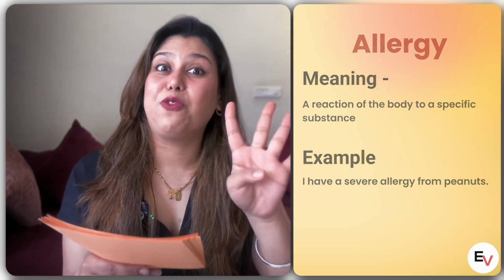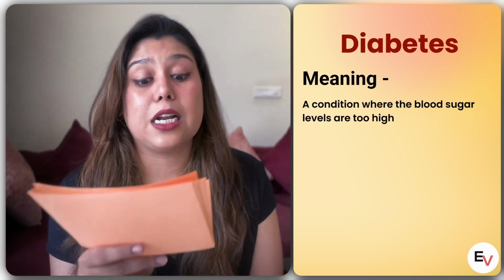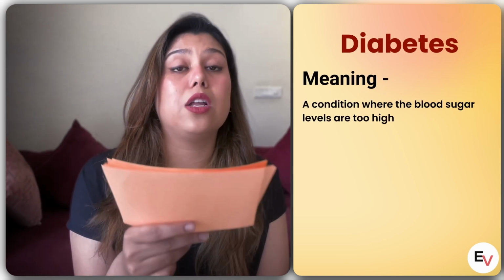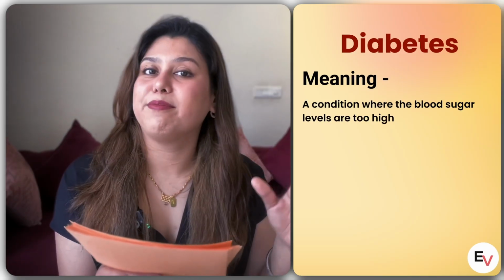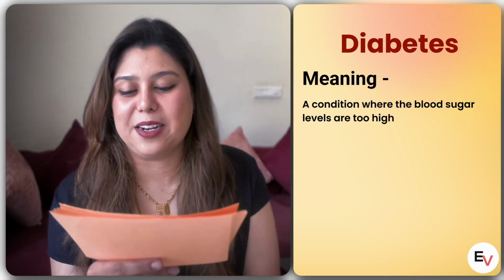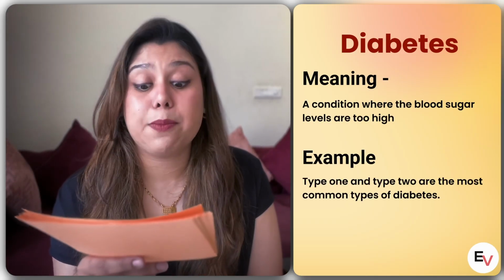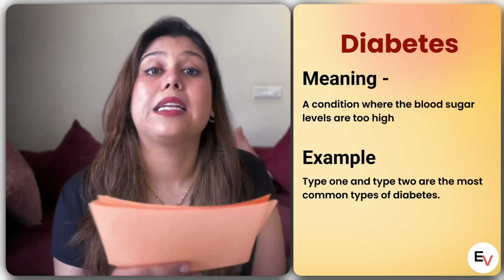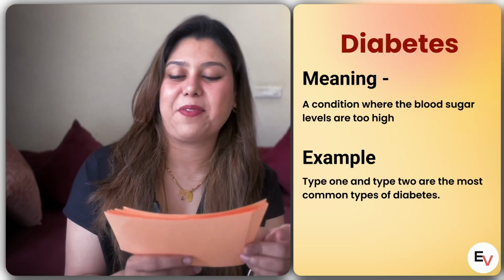Moving on to your fourth word, diabetes. Repeat after me. Diabetes. Now, diabetes is a condition where the blood sugar levels are too high. Now, let's frame a sentence with this word. Type 1 and type 2 are the most common types of diabetes.